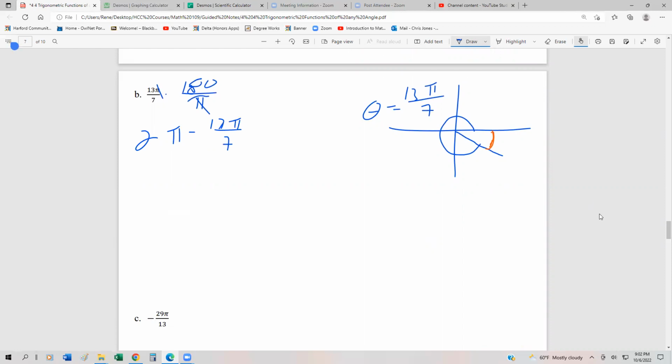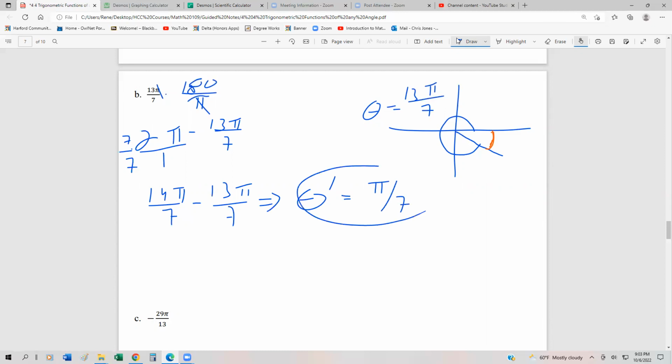Then I'm going to get a common denominator, so that I don't have to subtract the approximate value. So I'd get a common denominator of 7. Think of this as 2 pi over 1, and I'm going to multiply by 7 over 7. And so I get 14 pi sevenths minus 13 pi over 7. That means our reference angle, theta prime, is going to be pi sevenths. We want to get an exact value, so we're not going to get some sort of approximation.